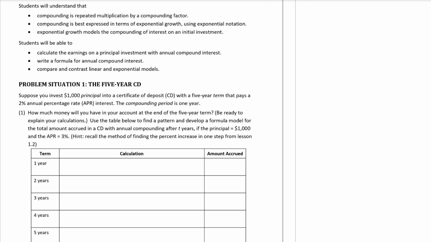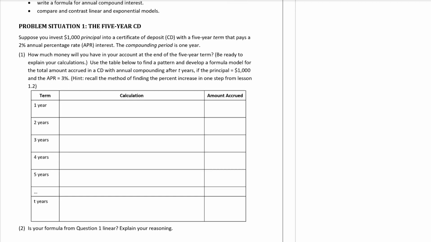So let's explore it from a given situation, and then we'll outline the properties of this new model. Problem situation number 1, the 5-year CD. Suppose you invest $1,000 in a certificate of deposit, called a CD, with a 5-year term that pays a 2% annual percentage rate, APR, and the compounding period is 1 year.